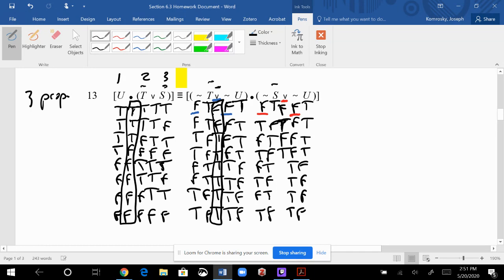False. True. True, true, true, true. So I got that one. And if I'm going to solve for the conjunction, which is this one right here, I'm going to be using the values for this one and this one to get this one. So we have to have both sides true in order for the whole thing to be true.